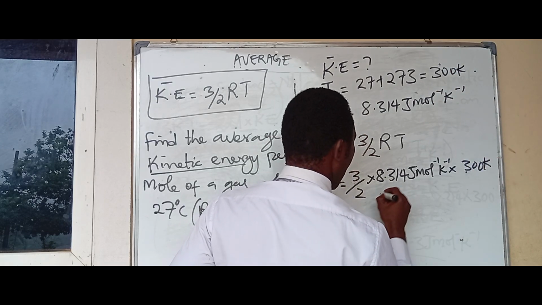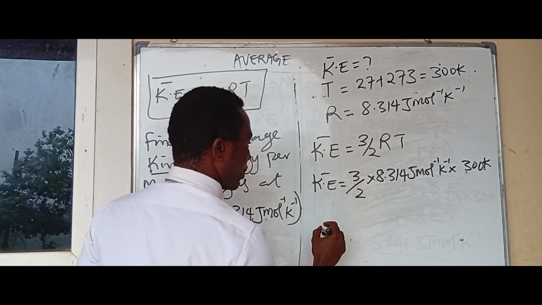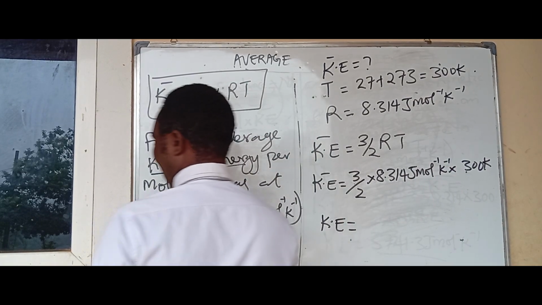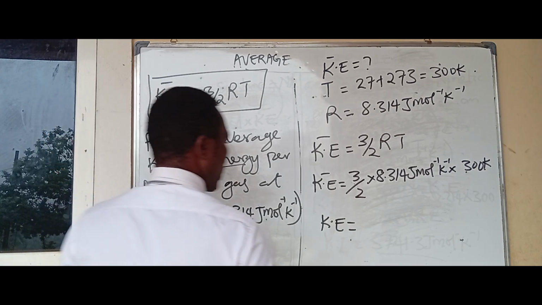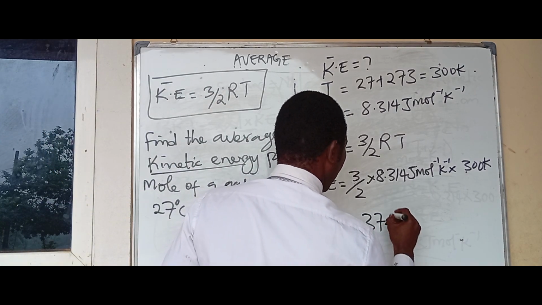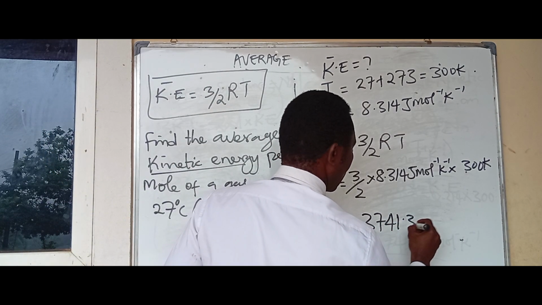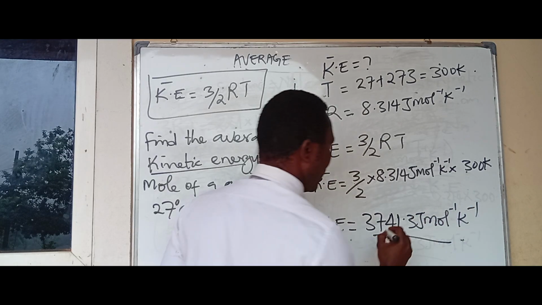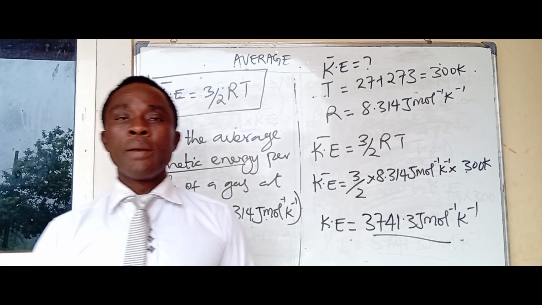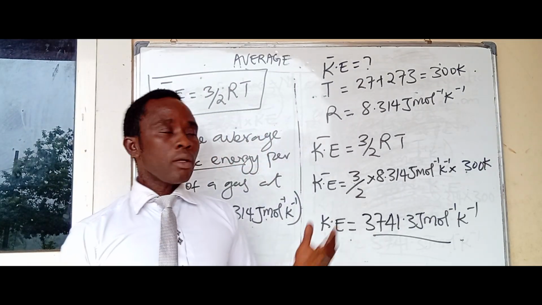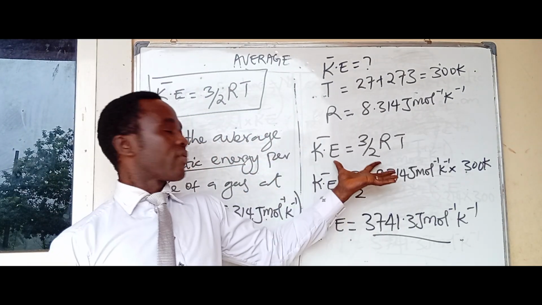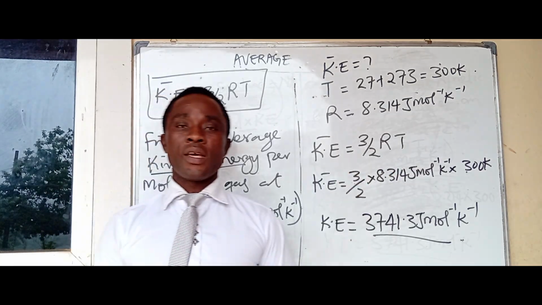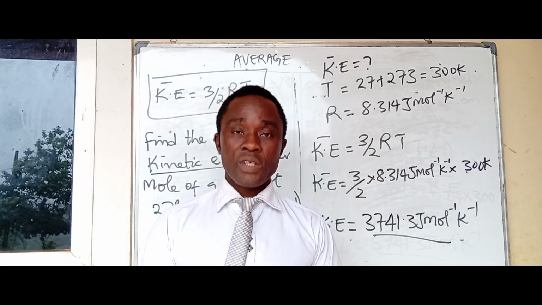Kelvin. Then when you multiply out, by my calculator, I'm getting 3741.3 joules per mole per Kelvin as the answer. I hope you'll be able to do calculations on average kinetic energy per mole of a gas. That is the importance of this class.